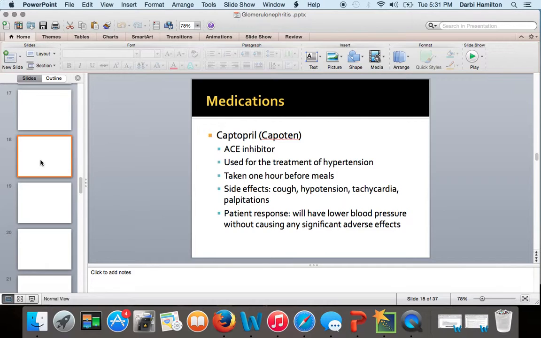Okay, some medications that could be used in treating this complication. We have captopril, used because of the edema, which is an ACE inhibitor. It's used for treating the hypertension, and it's taken an hour before meals. Some side effects of captopril include cough, hypotension, tachycardia, and palpitations. Patient's response: the patient will have lower blood pressure without causing any significant adverse effects.